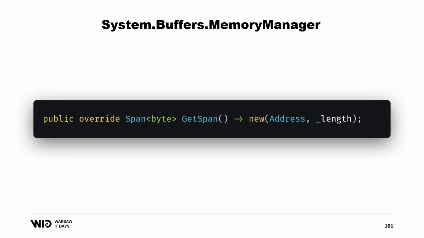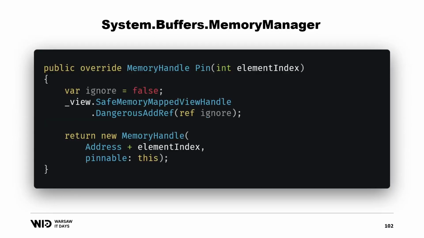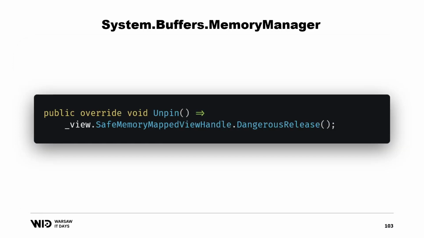There are two other methods that need to be implemented on the memory manager. One of them is Pin. It is used by the runtime in a case where the memory must be kept in the same location for a short duration. We add a reference, and we return a memory handle that points to the correct location and also references the current object as the pinnable. This will let the runtime know that when the memory will be unpinned, then it will call the Unpin method of this object, which calls the release of the safe handle again.